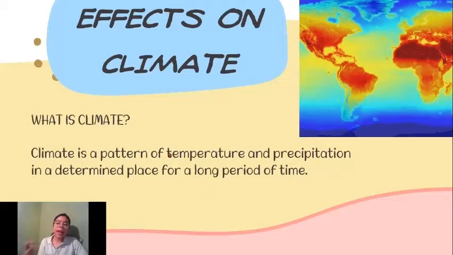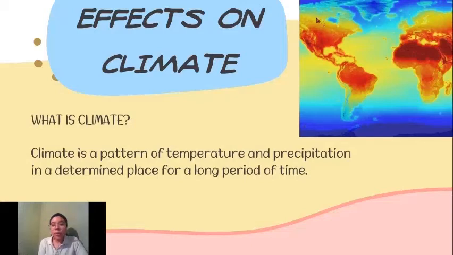I'm going to start by telling you what climate is. Climate is a pattern of temperature and precipitation in a determined place for a long period of time. So for example here, the red zones, or the dark red zones, are the hottest zones on earth. Then the orange ones are a little bit less hot. They are more temperate temperatures.